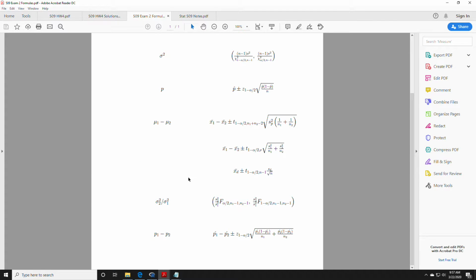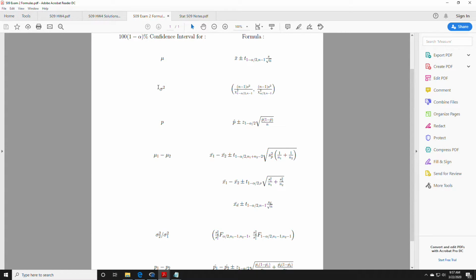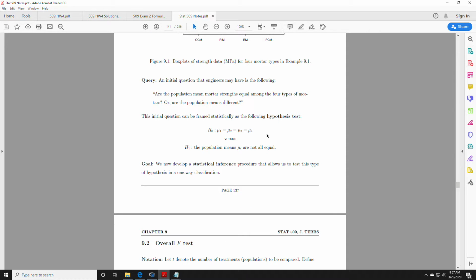I should have said you can also do a confidence interval for the variance, a hypothesis test for the variance, and a hypothesis test for a proportion. You can do hypothesis tests for lots of other stuff. But this is really the main hypothesis test that we're going to talk about in this course: we have multiple groups and we want to compare the means of those groups. So the null hypothesis is equality, that they're all equal. The alternative is that they're not all equal.